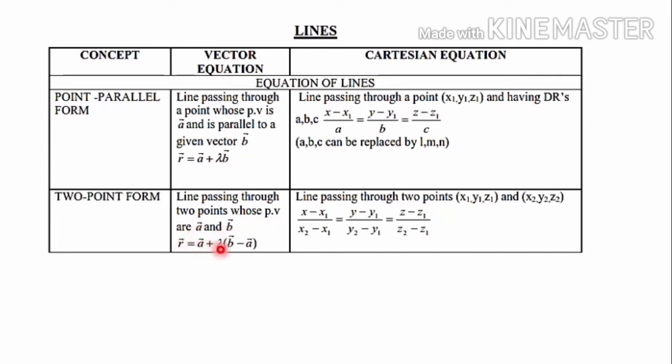Two-point form, that is, a line passing through two points whose position vectors are vector a and vector b: vector r is equal to vector a plus lambda into vector b minus vector a. The Cartesian form of the equation is x minus x1 by x2 minus x1 equal to y minus y1 by y2 minus y1 equal to z minus z1 by z2 minus z1.